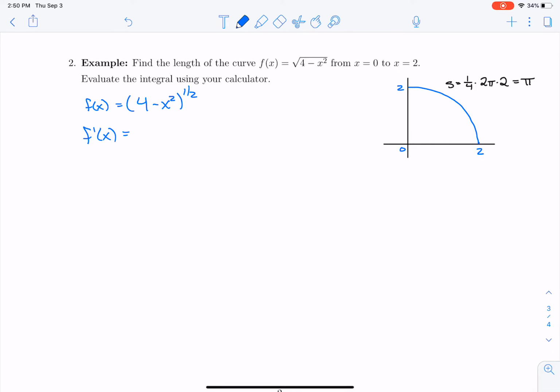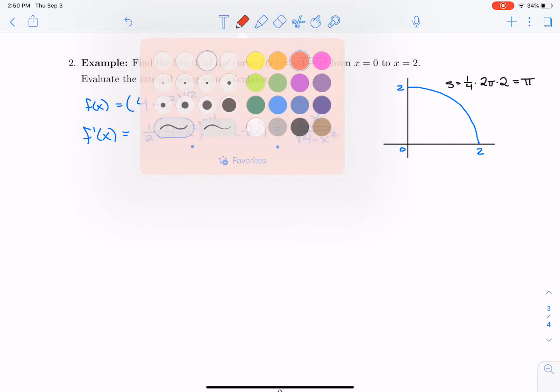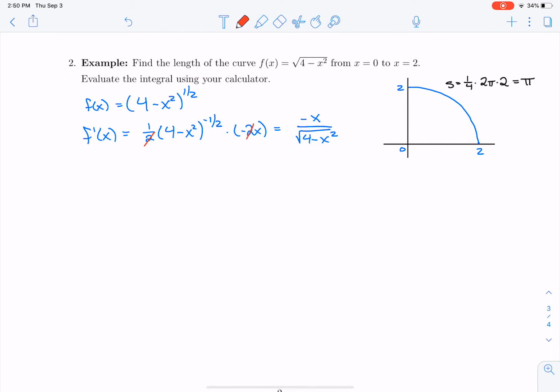And that derivative is going to be 1/2 times (4 minus x squared) to the negative 1/2 times the derivative of the inside, which is negative 2x. So the derivative is in fact negative x over the square root of 4 minus x squared when I simplify. Notice that the 2's are going to cancel there.